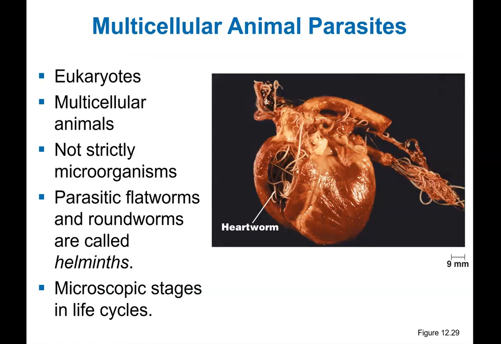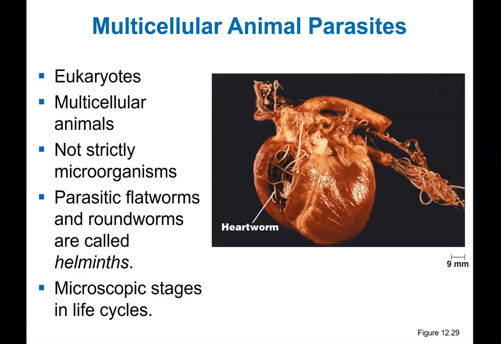And then lastly, the multicellular animal parasites. So these, you can see these worms here, the heartworm, right? It's really disgusting. But you might be wondering, well, I thought microorganisms were microscopic, but I can see these. So this is an exception where we do cover these organisms that are not necessarily microscopic, but they have microscopic life cycle stages, like their egg and their larval stages, and that's generally when we get infected with them, is from their microscopic egg or larval stages.